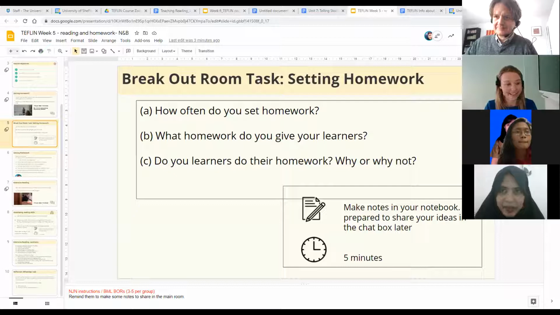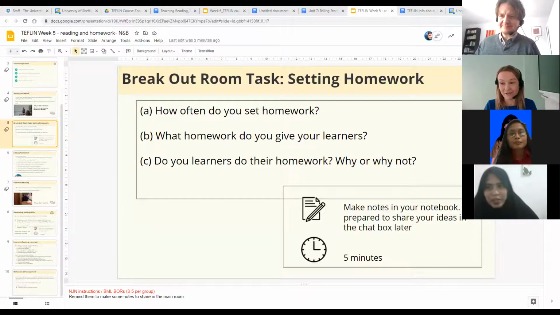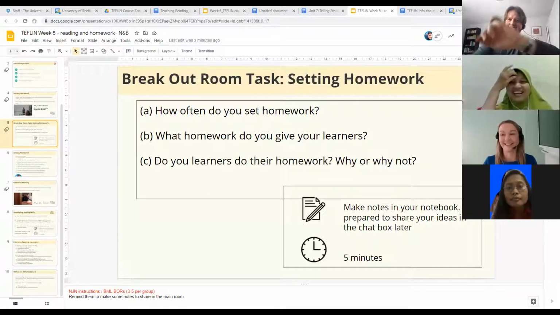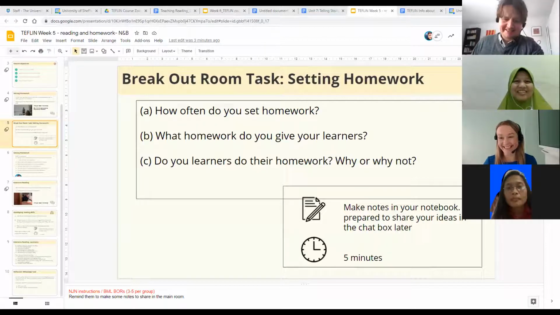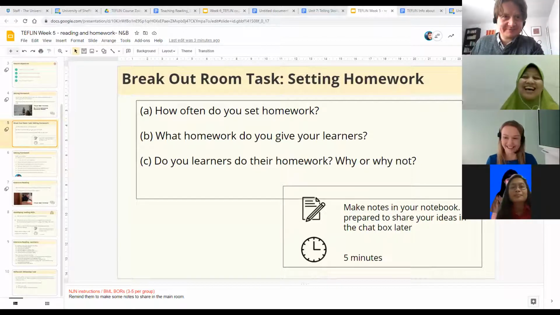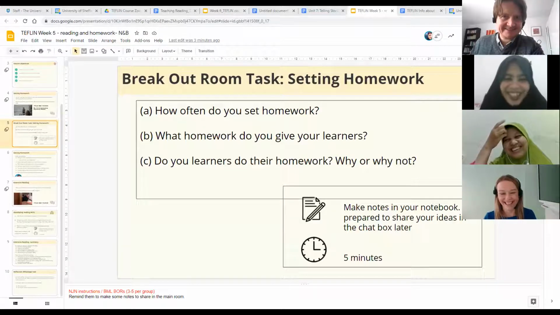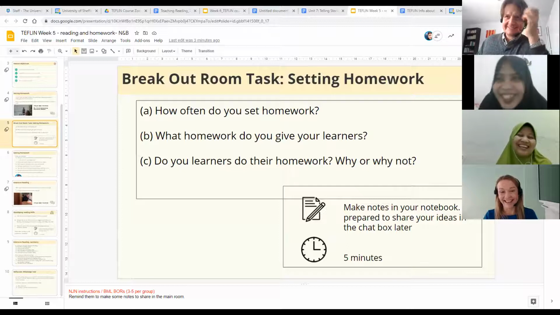Hello, everybody. It's just a quick task. Yes, I know. As usual, the time's very limited, not long enough, but there will be another group work task later. Only 5 minutes. I know, very short. We haven't finished our discussion. I know. Very fast.